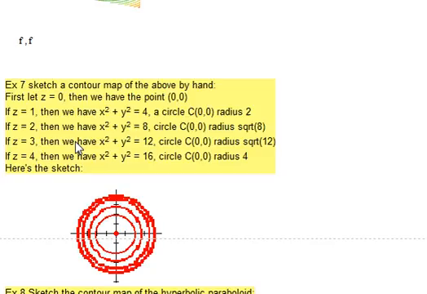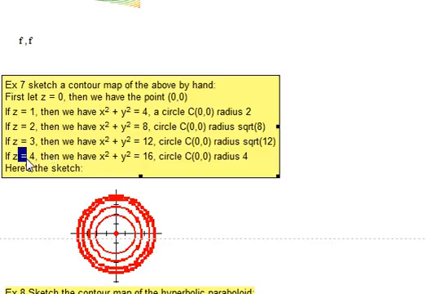Same story if z equals 2, then x squared plus y squared equals 8, and the circle, center at the origin, radius the square root of 8, that's 2 square roots of 2, that's about 2.8, and we got this circle. And I think you can see how that goes along. Finally when z equals 4, we have x squared plus y squared equals 16, so it's a circle with center at the origin and radius 4, and that's the one I have there on the outside.